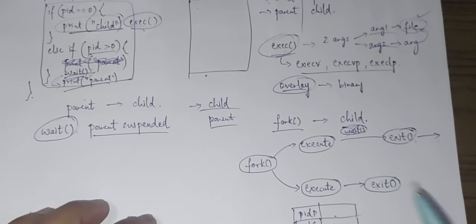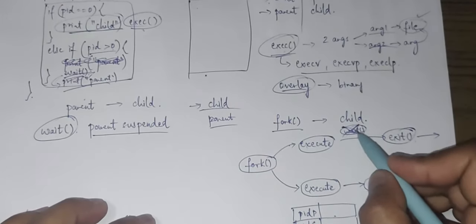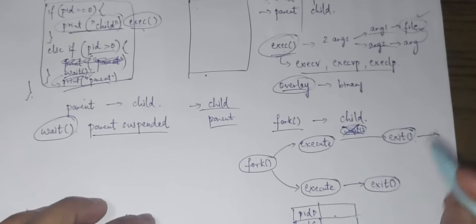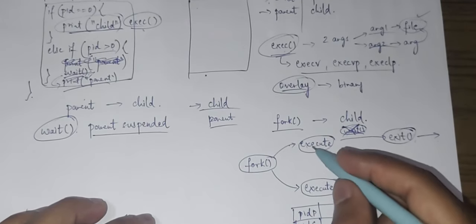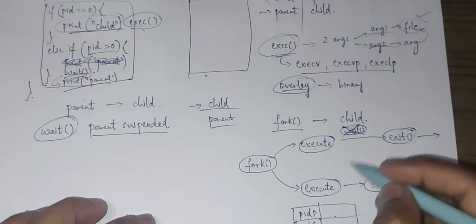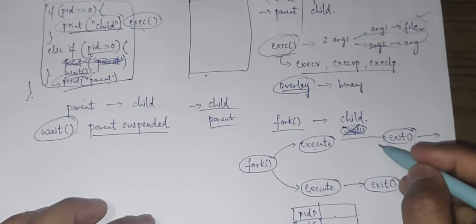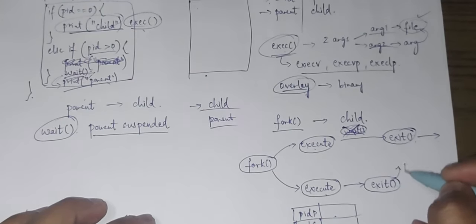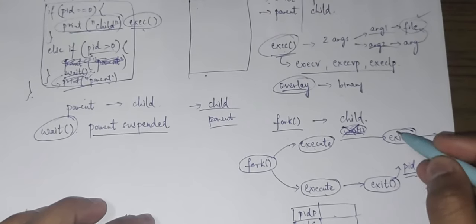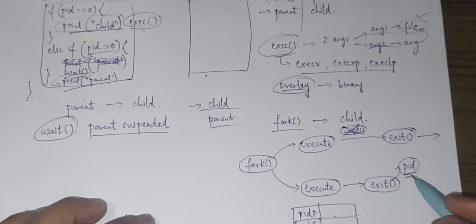Now usually what happens is, once wait is called, the parent process would wait for the child. It will take its exit status. This would return the PID of the child to the parent. It will take this PID of the child, go and clear the entry from the process table.